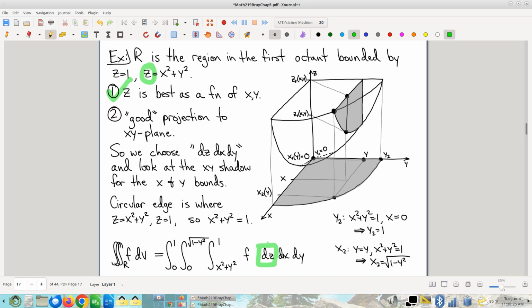Seem like a reasonable choice? All right, so with dz on the inside, that means, unavoidably, that I'm going to have dx and dy on the outside. Now, which one is all the way to the outside and which one is in the middle? I'm going to claim that actually doesn't really matter too much in this case. Every example is different, of course.